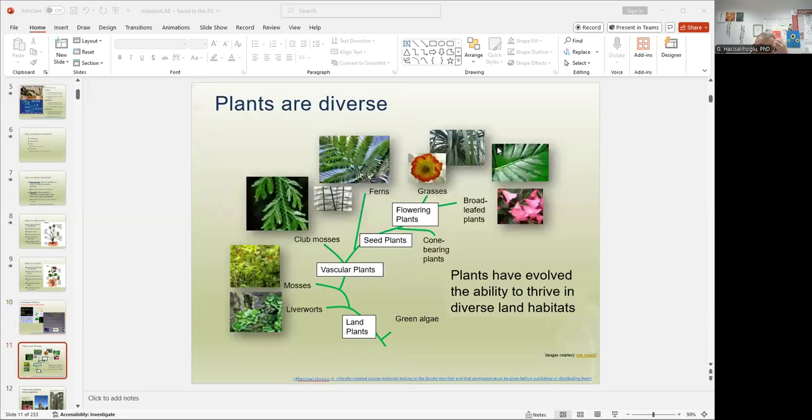If you look at plant diversity in general, we see quite large diversity. We see some early plants here like liverworts and mosses from 430 million years ago, all the way to the flowering plants you see here, which are 145 million years ago in evolution.